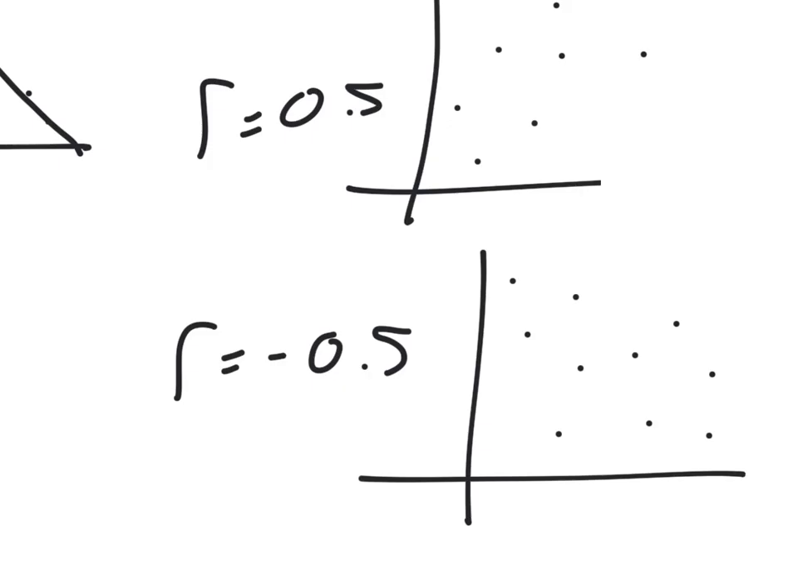So again, something you should check out the discussion board for. I'll tell you how to do this in StatCrunch. But r tells you the correlation. You calculate r to find the correlation coefficient. That tells you how scattered your data points are.